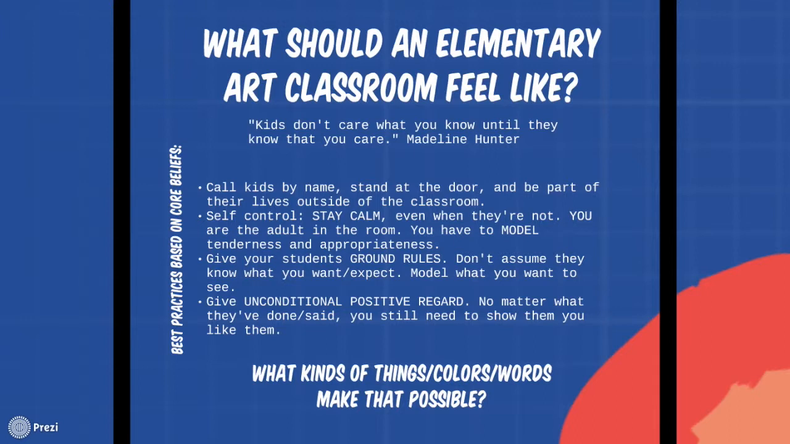You want to give unconditional positive regard. No matter what they've done or said, you still need to show that you like them. Even though it feels like pretending sometimes, you need to make sure that they can still depend on you. So in thinking about all of those ideas and those behavioral kinds of aspects, what kinds of things or colors or words could make that possible that could be part of your space?